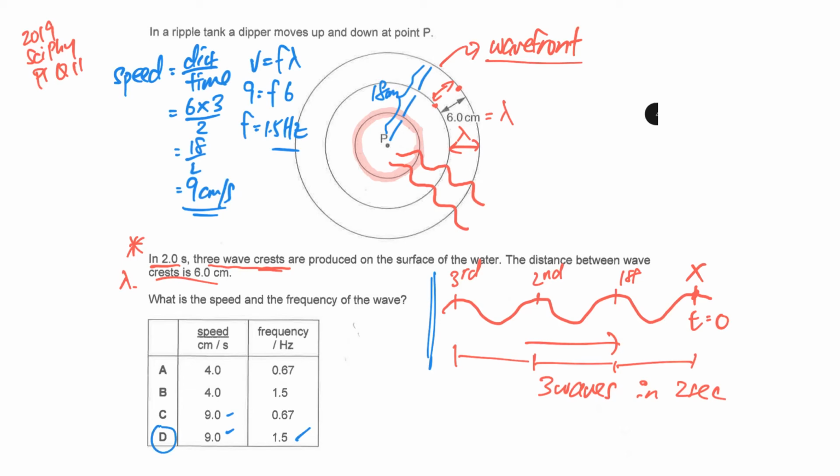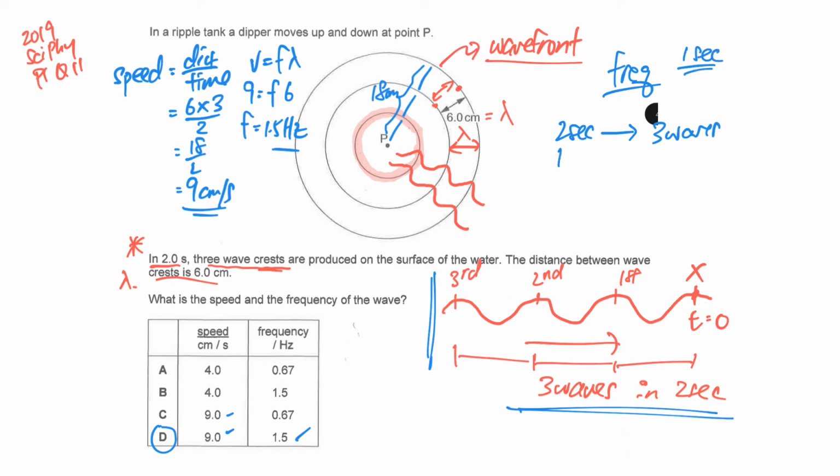The next method, if your approach is this, you can, if you understand that in 2 seconds 3 waves are produced, and the definition of frequency means how many complete waves are produced in 1 second. It is always with respect to 1 second. So if you do your proportion method, in 1 second, that will be 3 over 2, which is 1.5 waves produced in 1 second. In other words, 1.5 hertz.